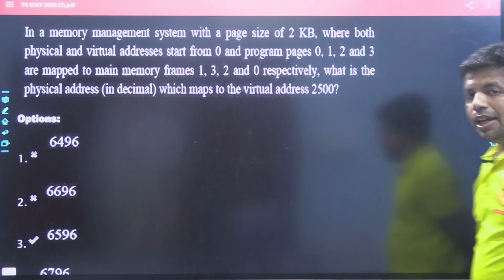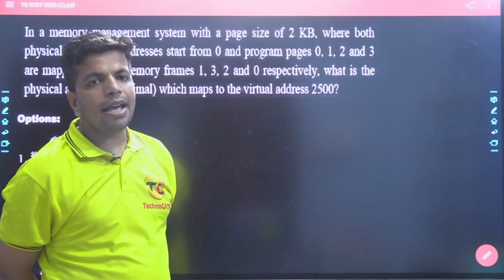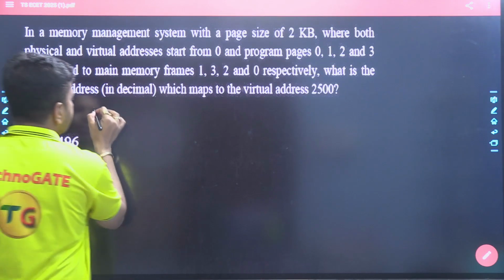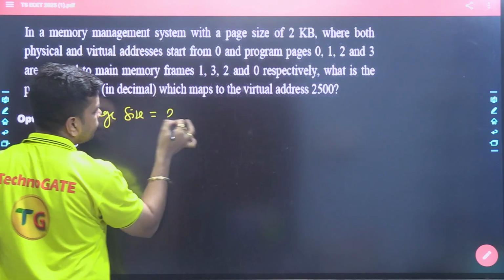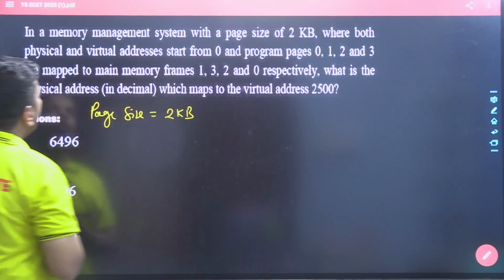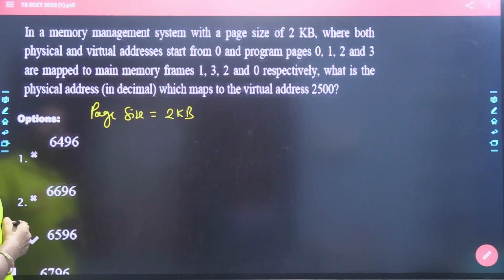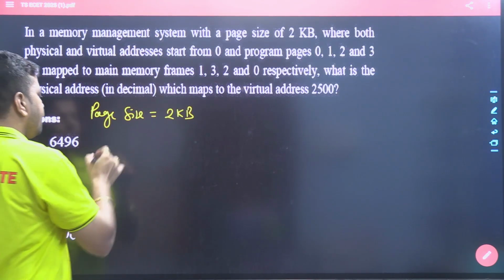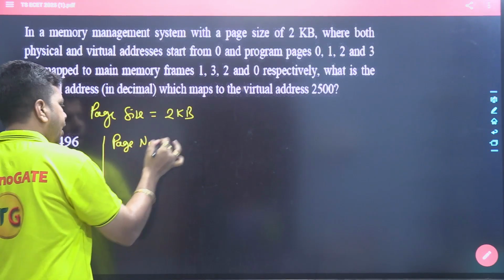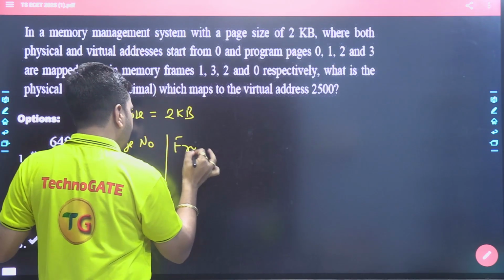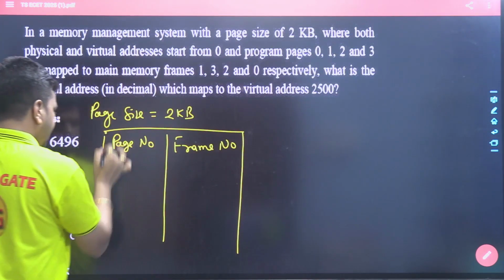Now see, there is a numerical in a memory management system with a page size of 2 KB. Okay, so page size is given to us, where both physical and virtual addresses start from 0. Program pages 0, 1, 2, 3, 4 are mapped with the frame number, which is given in the question. So this is simply the page table.